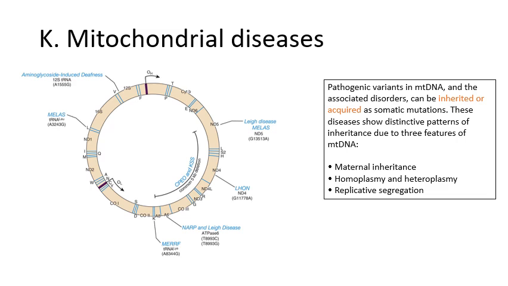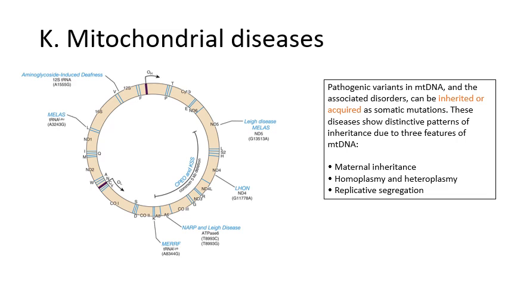We have discussed previously in some other lecture about mitochondrial diseases, so I won't repeat too much about that. You all know that the mitochondrial DNA is a circular DNA. It doesn't have too many genes on it. Pathogenic variants in the mitochondrial DNA and the associated disorders can be inherited. If a mother has a mitochondrial variant, her children can inherit it. Or it can be acquired for the first time in a particular person as a somatic mutation.